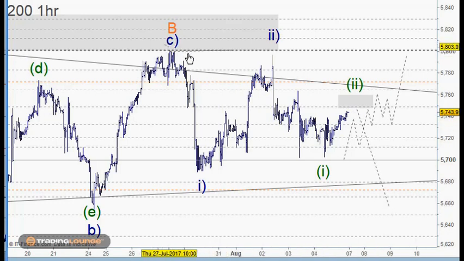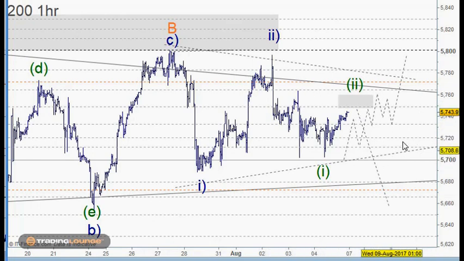So we're getting into a bit of a point here now where the market is going to break out from here, and we need to be aware of both sides and be flexible and be able to move from those two sides.